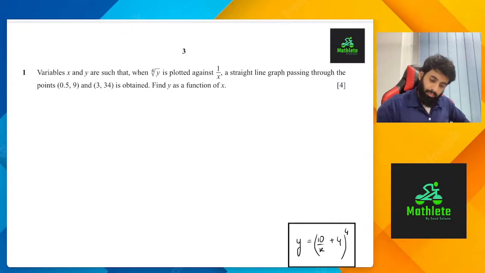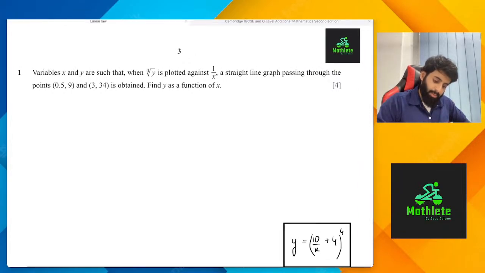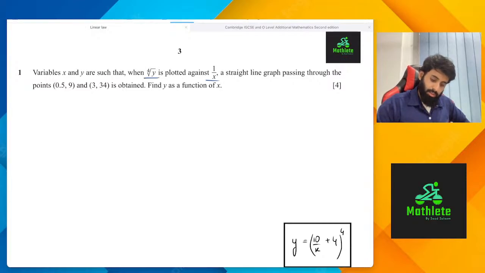Okay, so it says variables x and y are related such that when the fourth root of y is plotted against 1 upon x, a straight line passing through the points 0.5, 9 and 3, 34 is obtained. Find y as a function of x. Okay, so first things first, our straight line is always y equals to mx plus c. Now in place of y we're going to write fourth root of y, and in place of x we're going to write 1 upon x, plus c.